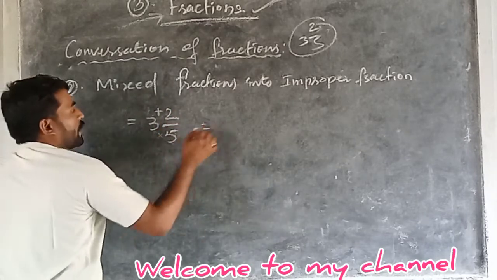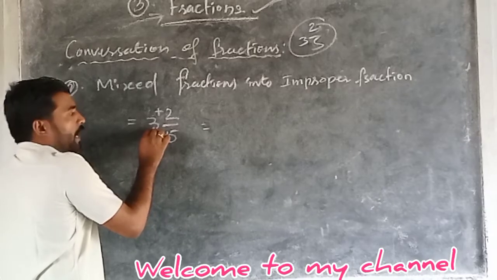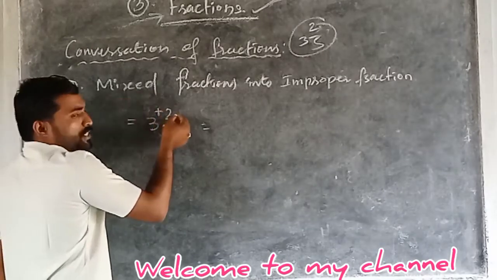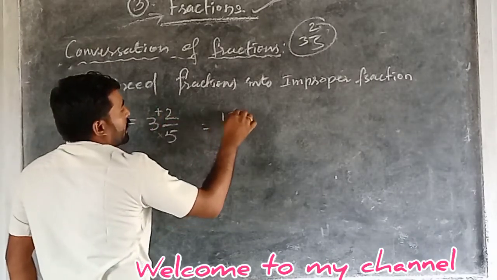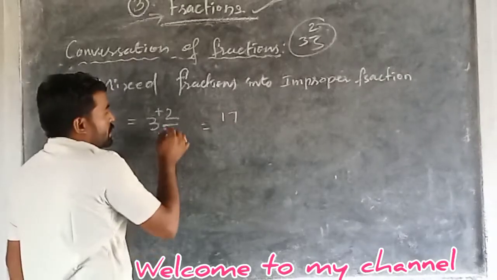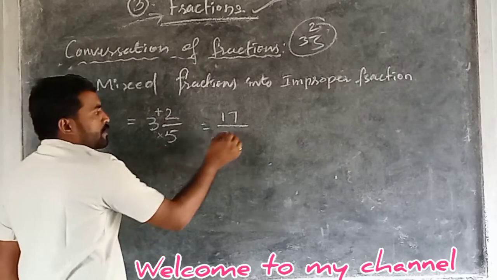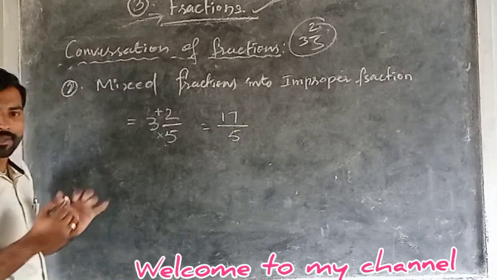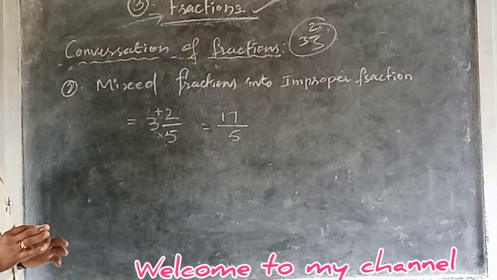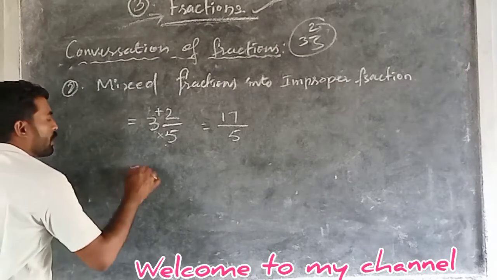That means, look here, 5 3s are 15. Then 15 plus 2 is 17. So 17 by, what is here? The denominator is 5. The denominator you can write as it is. Okay, one more problem let us discuss.